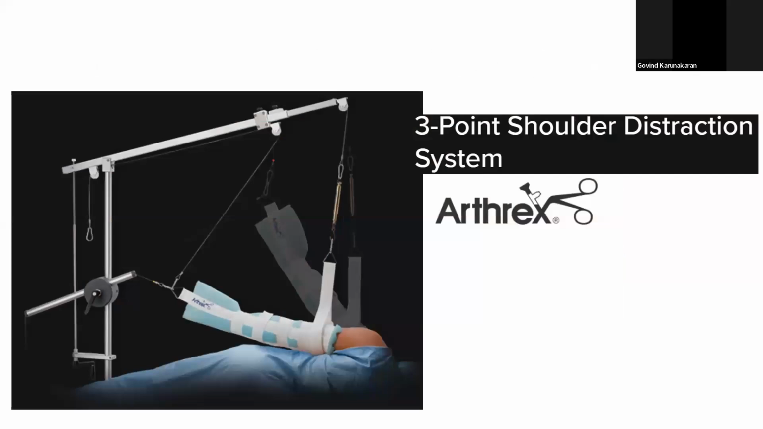And next, we will see what positioning systems are usually available in the market. This is a 3-point shoulder distraction system, which is provided by Arthrex. We can see that they use 3 points of distraction. The one at the arm level, which gives the vertical traction, has a wider sling, which is well padded, so that the chances of neurovascular problems are reduced. And then they have a distal longitudinal traction also for distraction.